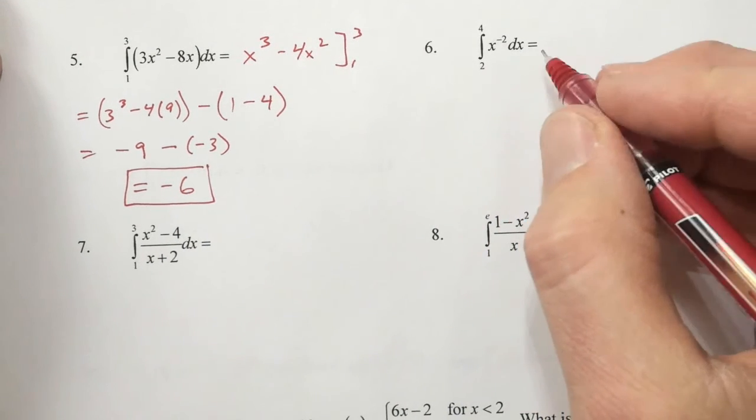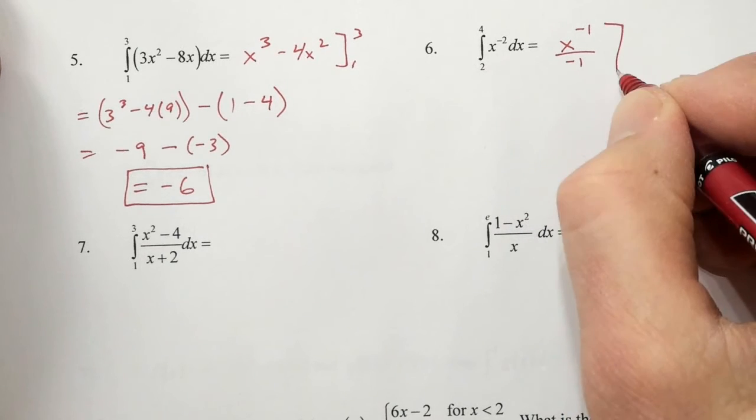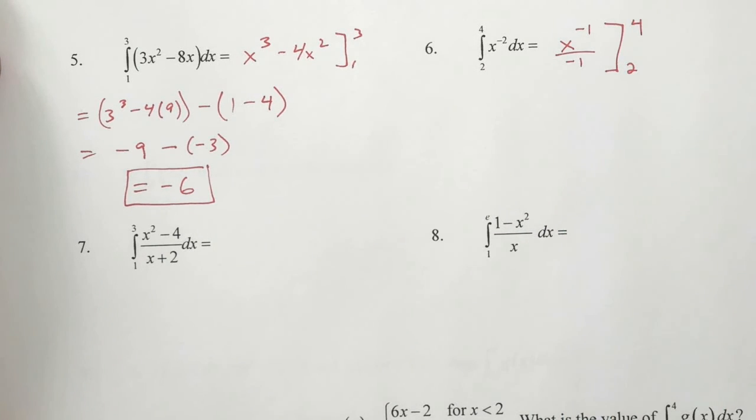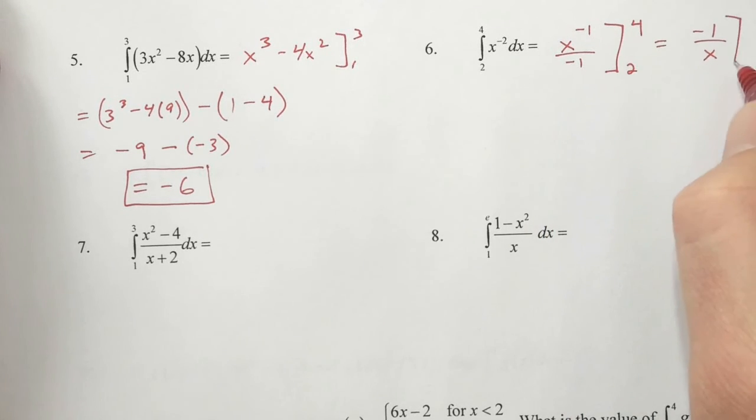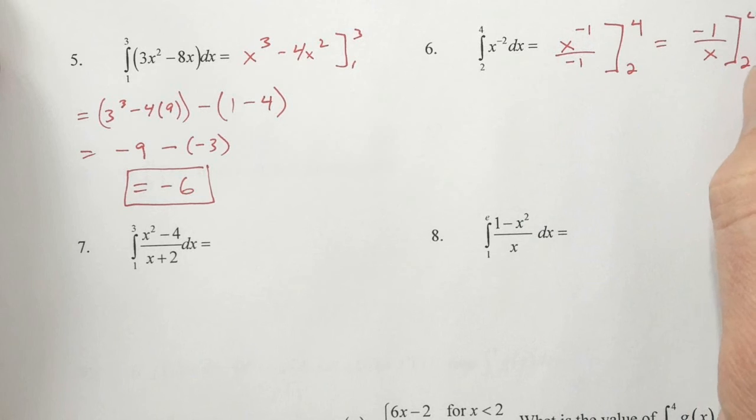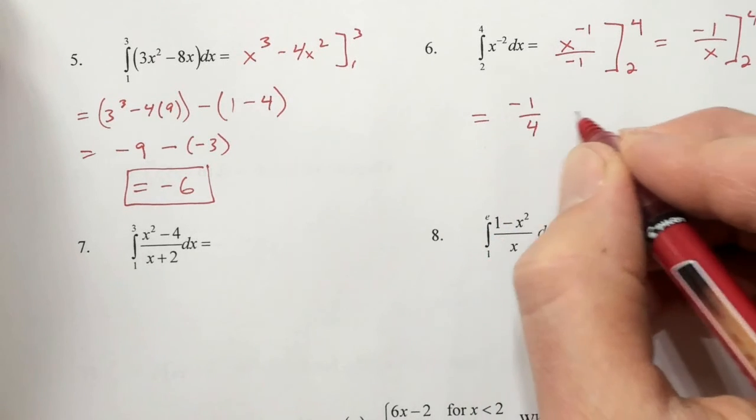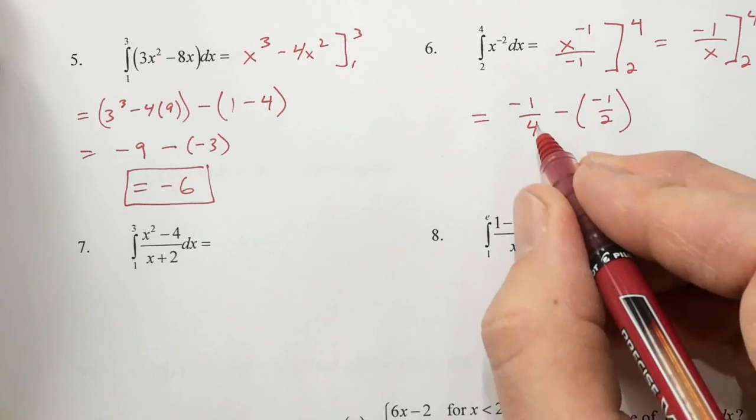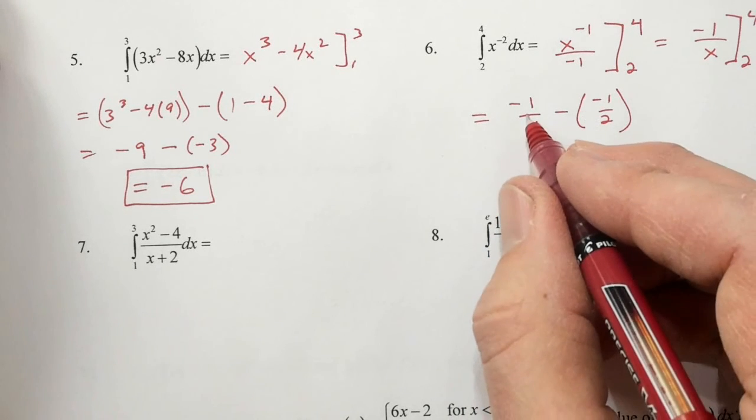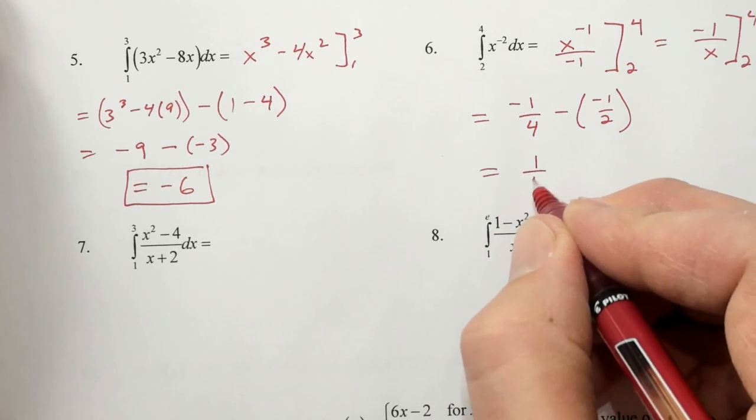Number 6, x to the -2 antiderives to x to the -1 over -1, and that's being evaluated from 2 to 4. This is the same thing as -1 over x. This x to -1 can move to the denominator. Makes it a lot easier when we're trying to plug in numbers. So we have -1 over 4 minus -1 over 2. So -1/4 plus 1/2. So a quarter plus 1/2 will be 1/4.